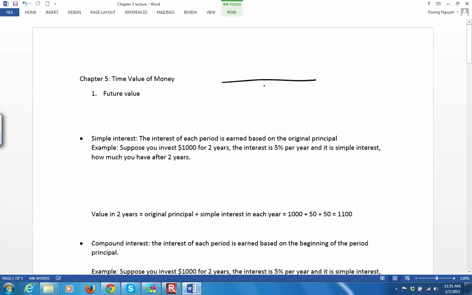So let me draw this for you. At the beginning, you have present value, which is PV. At time t in the future, you have future value. For every year, assume that you earn the interest rate per year. So the next question would be, if you know the present value, how would you calculate the future value?